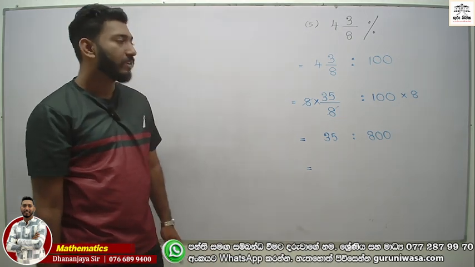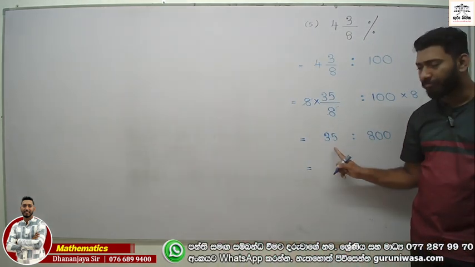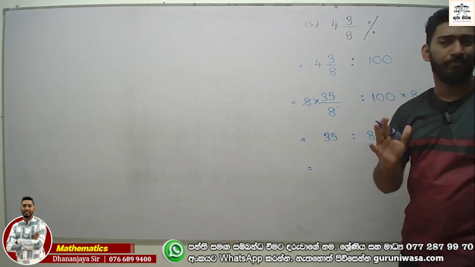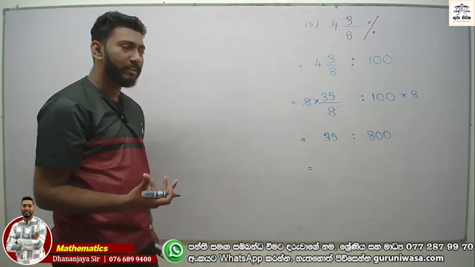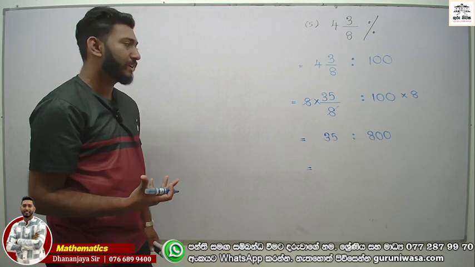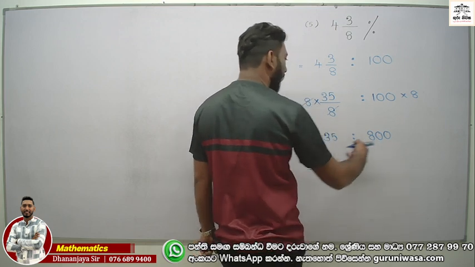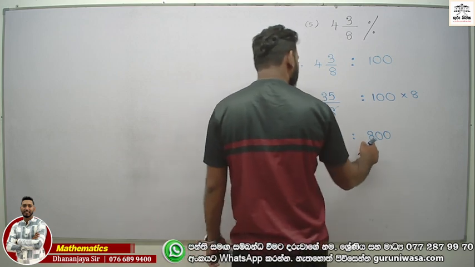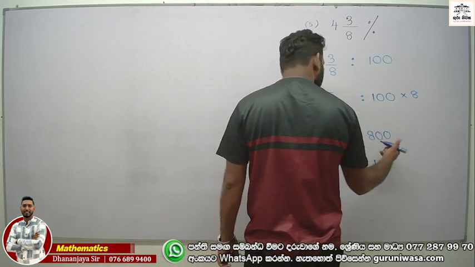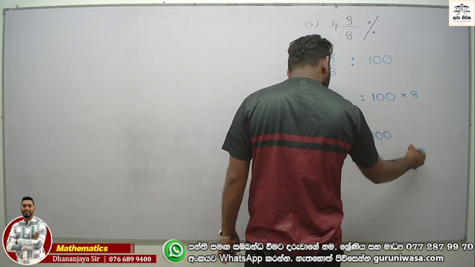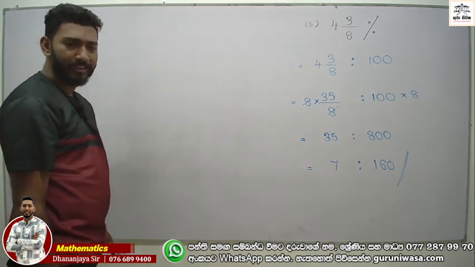Now we are going to simplify. The last digit is 0 and the last digit is 5, so you can simplify with the number 5. Any number with last digit 0 or 5 is divisible by 5 without remainder. Now 35 divided by 5 is 7. Now 800 I am going to divide by 5. 8 divided by 5 is 1, remainder 3. 3 and 0, 30. 30 divided by 5 is 6, and put the 0. Now this is the answer.